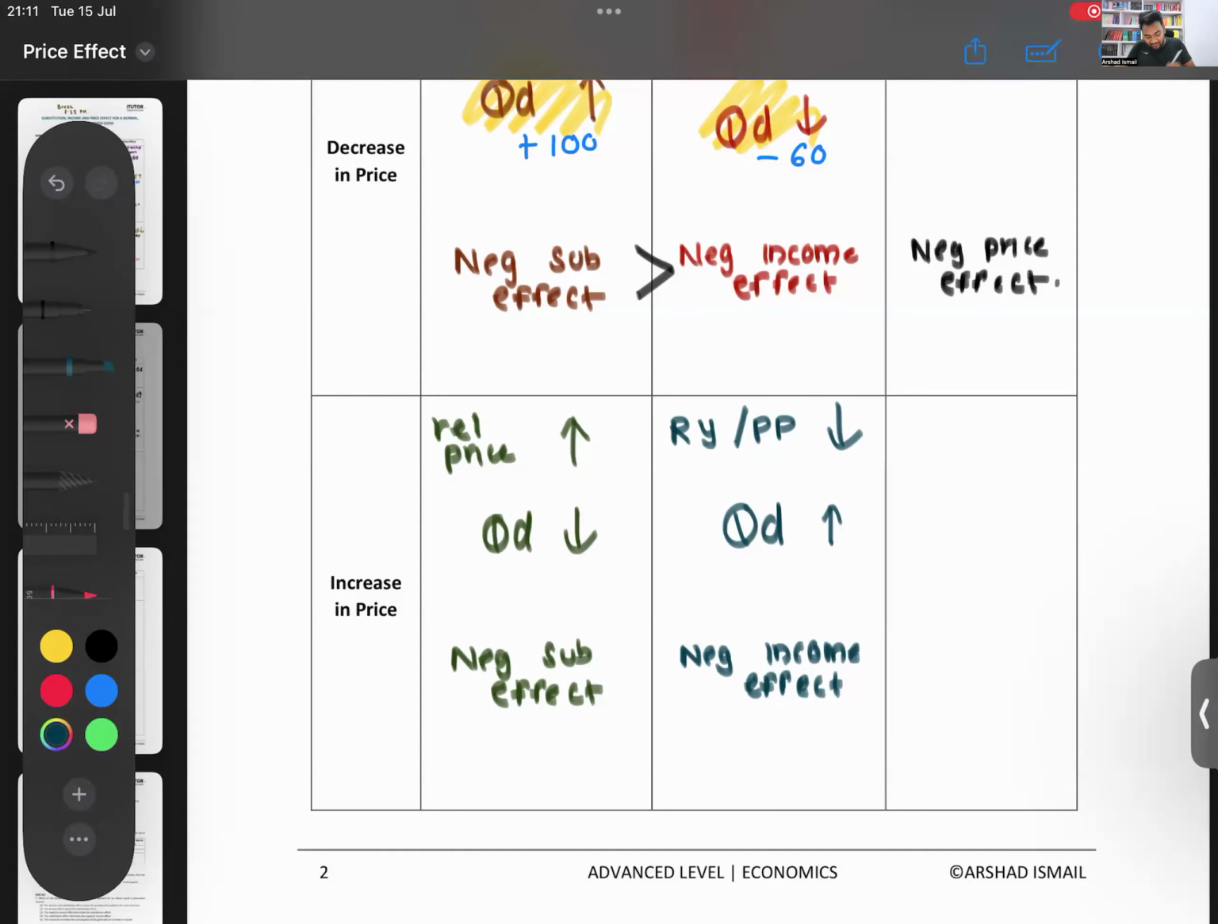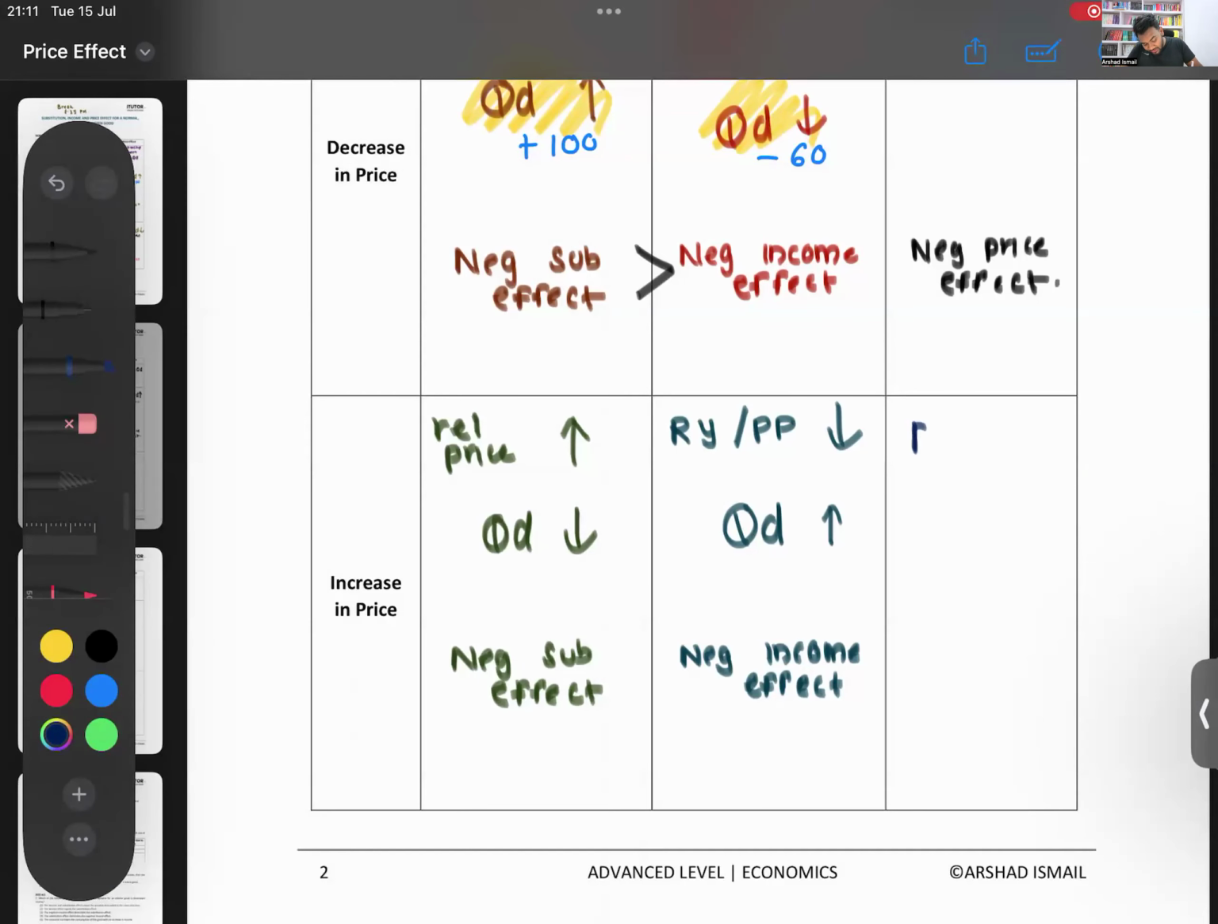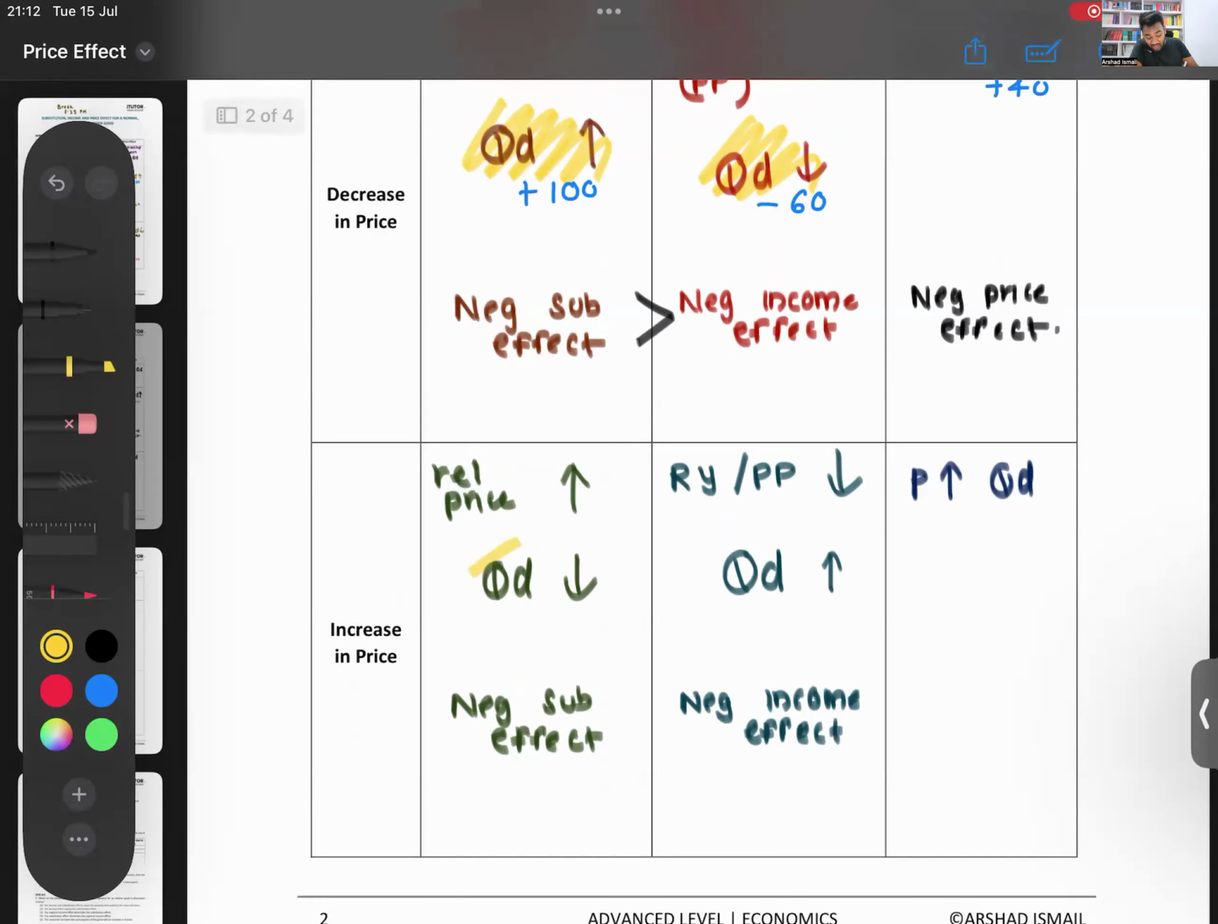Then the overall effect. Overall price effect. If the price of a good increases, what will happen to QD? If real income decreases, QD will decrease. That is for a normal good. This is an inferior good. Inferior good has a negative relationship between income and demand, so it will go the other way. Here, the substitution effect is saying QD has to reduce. Income effect is saying no, QD has to increase. Both of these put together is what you call the price effect.